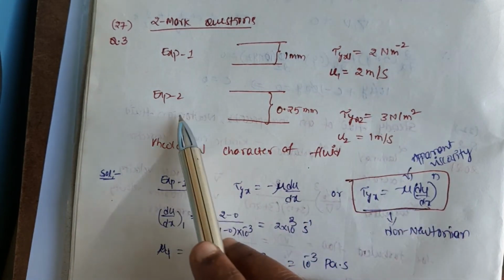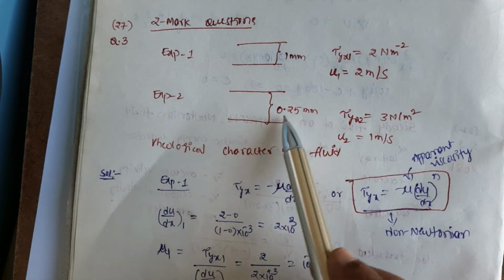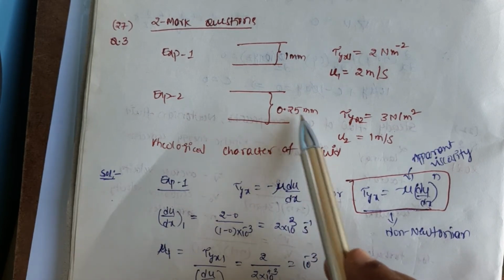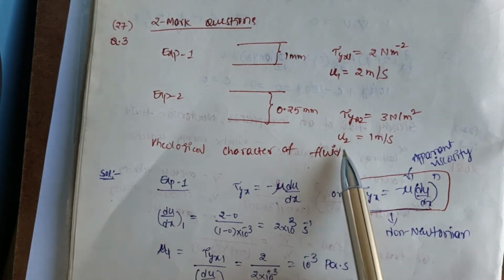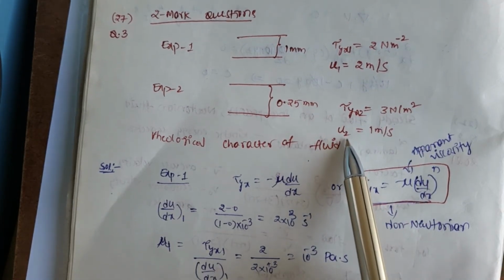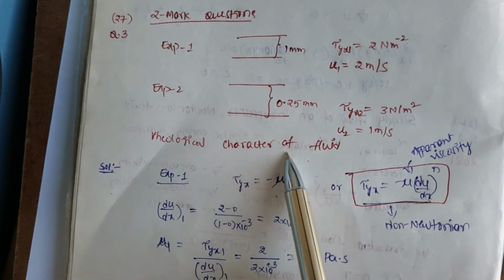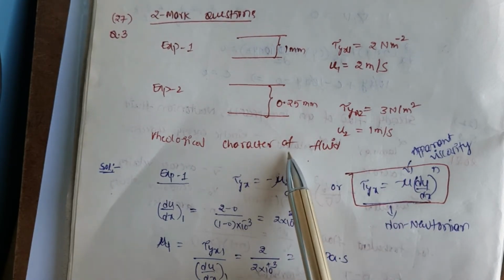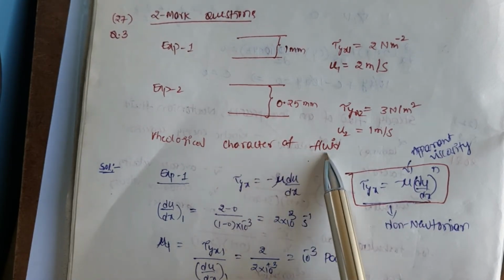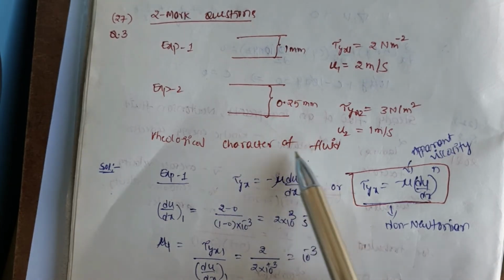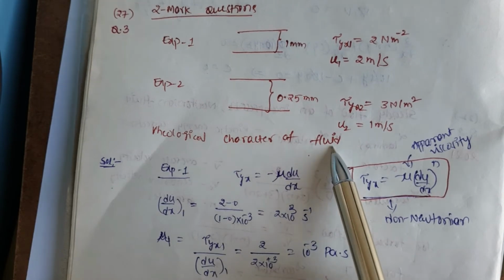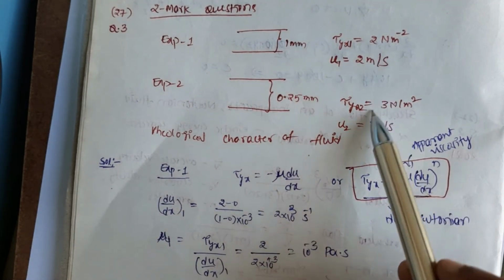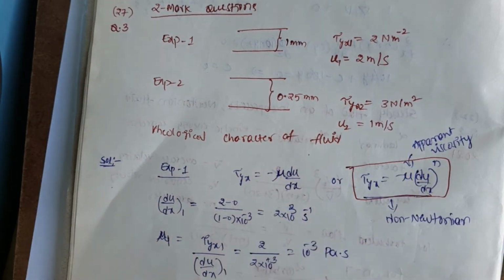Okay. In experiment 2, the plates are separated by a distance of 0.25 mm and the shear stress applied is 3 Newton per meter square. Here the top plate is moving with a velocity of 1 meter per second. So they have asked us to calculate the rheological character of the fluid: what is the type of fluid, what is the behavior of the fluid. Initially, we will calculate the viscosity in both cases, then we will see what the behavior is.